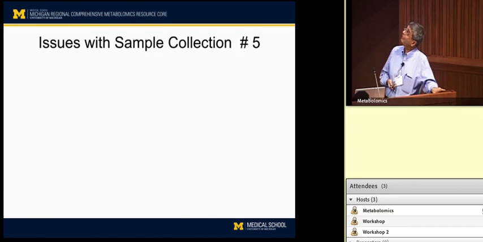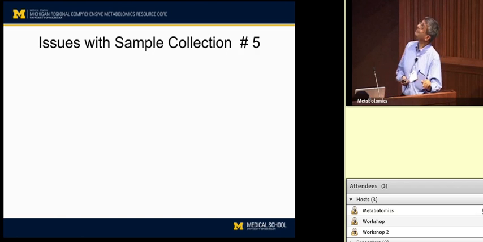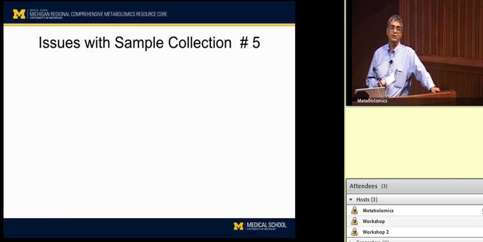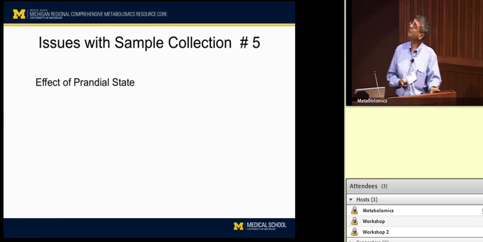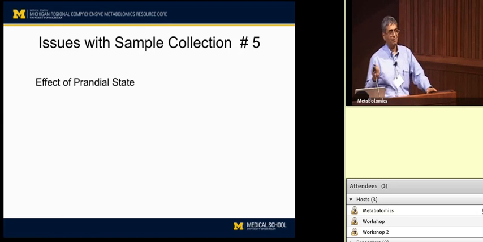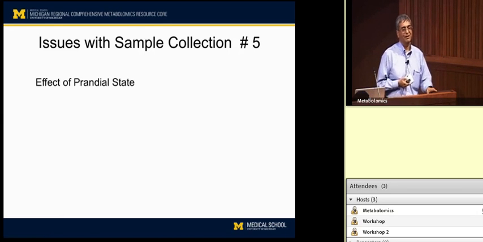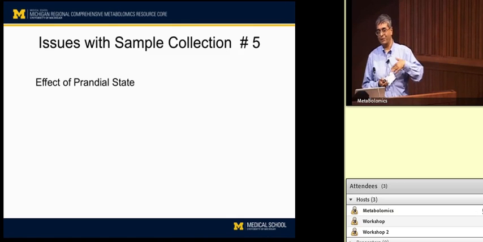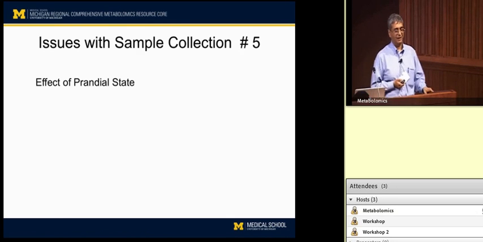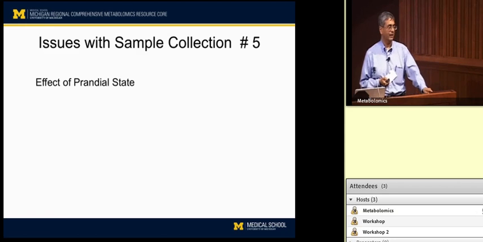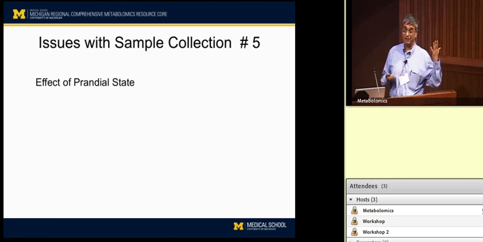Now the next issue, number 5, is the sample collection issue. We talked about how, for these patients, the prandial state was unclear. Most of them were postprandial, since they were coming in the afternoon to clinic, and some of them could have been fasting, so it's unclear what the situation was. So how do you handle that?